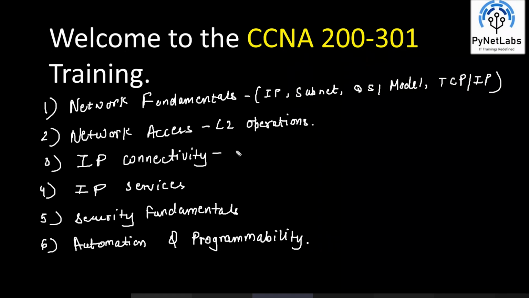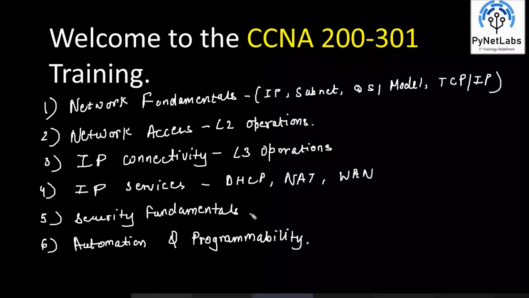And after that, in IP connectivity, we will be covering layer 3 operations. So basically, routing table and all other things will be covered here. Then IP services will include DHCP, NAT, WAN, all these things.